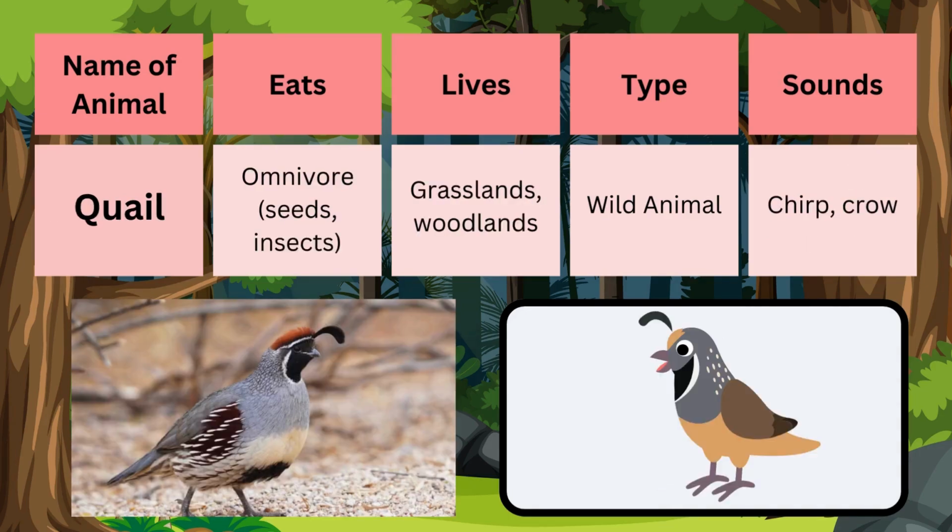Quail. Quail eats omnivore seeds, insects. Lives in grasslands, woodlands. Quail is a wild animal. Sounds.